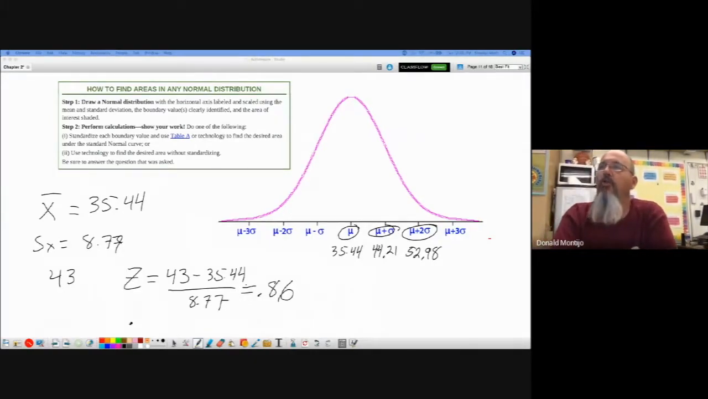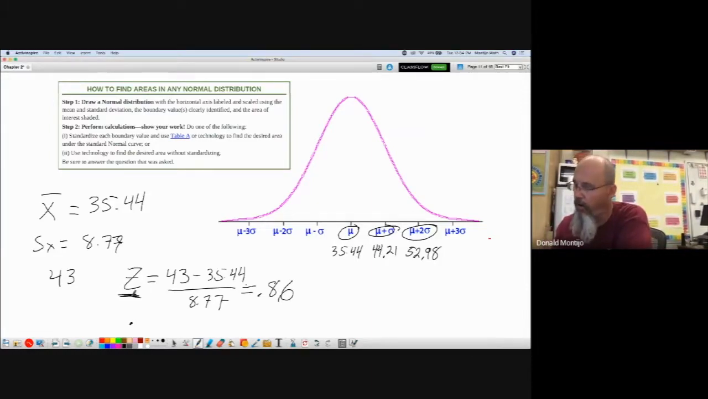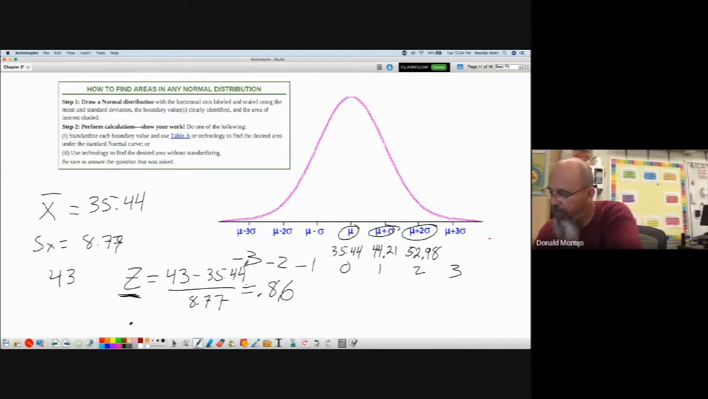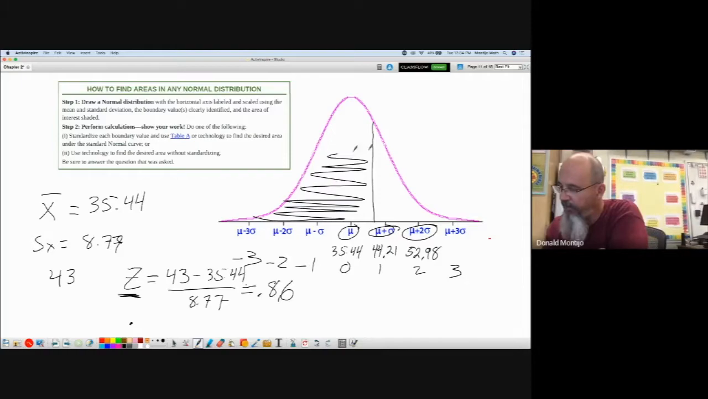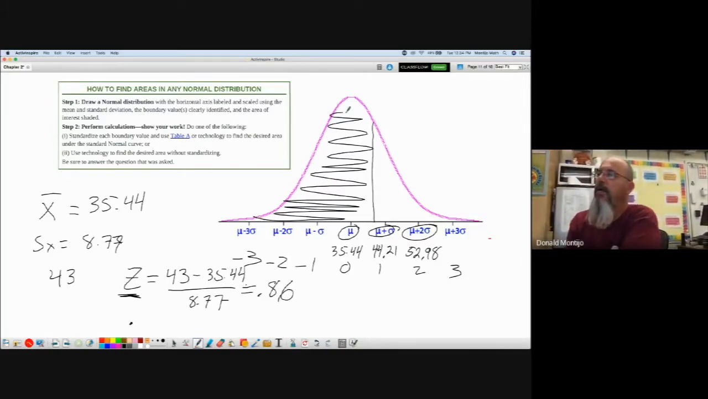So how are we going to solve a problem for a normal distribution? We're going to standardize the data. When I did this z-score down here, what did I really do? I changed the mean into a 0, and I put it onto this curve. So really, it's all the same. My score of 43 would be right in here somewhere. So I would be trying to find the area to the left of the curve, under the curve.